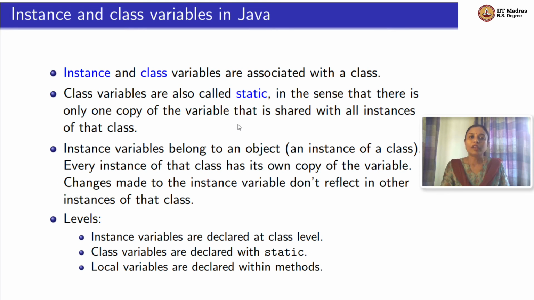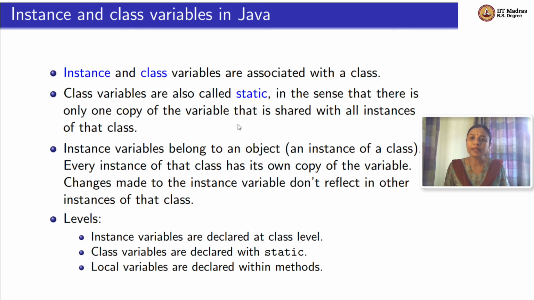Finally, we have instance and class variables in a programming language like Java. They are always associated with a class. Class variables that are associated with a class are also called static, in the sense that they don't change. There is only one copy of the variable that is shared across all the instances of the class. A class is by itself not an executable entity. An instance of the class is what we use during execution, but it's the same copy of the variable that is shared across all the executing instances.